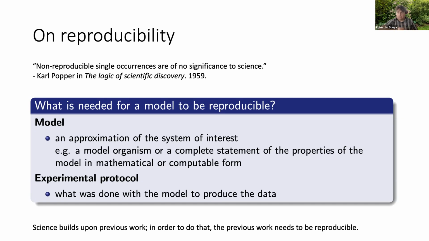Because, as Karl Popper, the famed philosopher of science, points out, if you can't reproduce it, well, this is not a quote, but the quote is: non-reproducible single occurrences are of no significance to science, right? If we can't reproduce it, then we're telling a story. But if everybody can reproduce something, then that's actually much more useful. And then we can actually build upon that. We can count on it.